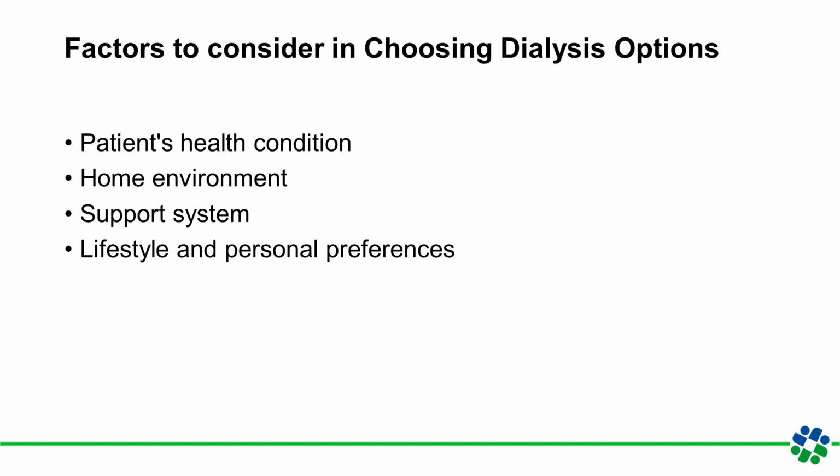Third, your support system. Dialysis requires a commitment and can be physically and emotionally challenging. Having a solid support system, family, friends, or hired caregivers who can assist with treatments or provide emotional support is crucial. Number 4, lifestyle and personal preferences. We've spoken about this a lot, but this is all about you. Your job, your hobbies, your preferences, and daily routine can all impact your choice. You may prefer a treatment that's flexible and can be done at any time, like peritoneal dialysis, or you may feel more comfortable having it done by professionals at a center.